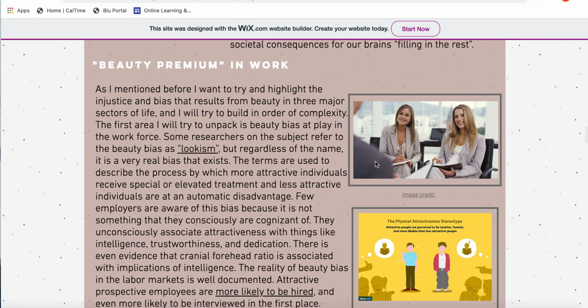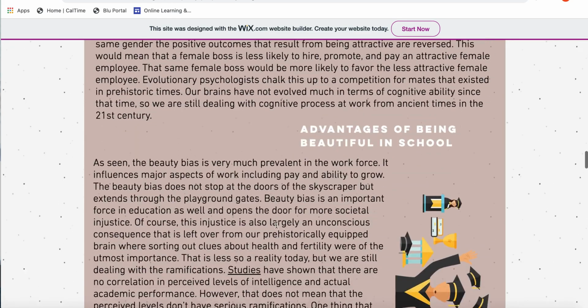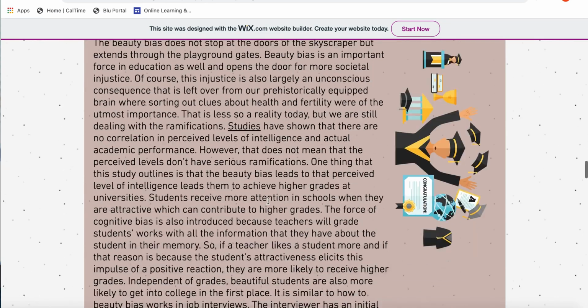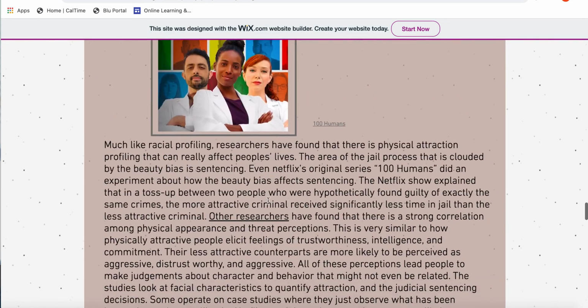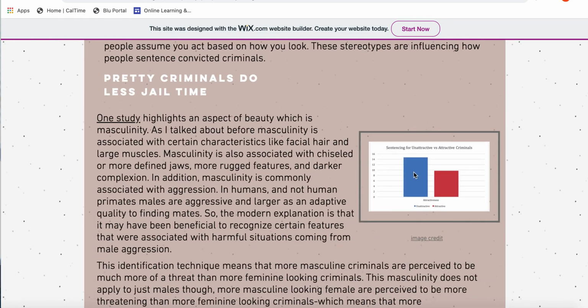Then we get into the beauty premium at work. All right. Then at school. And then in criminal sentencing, and you can see the division of ideas in this piece. That's what a polished piece looks like. Let's look at some other ones now.